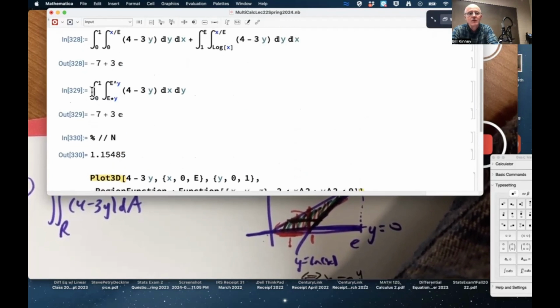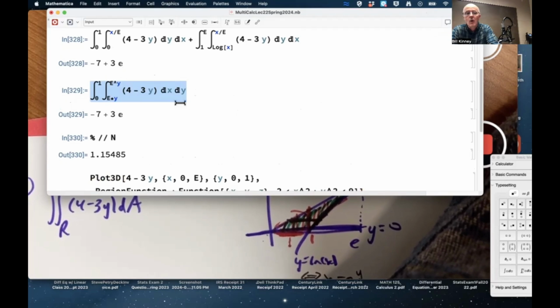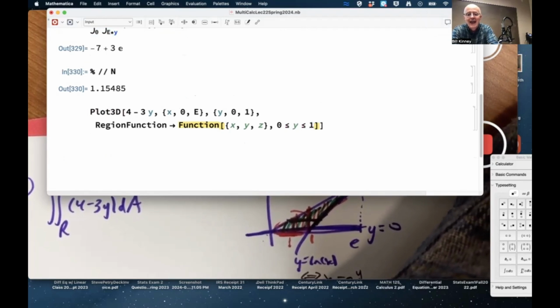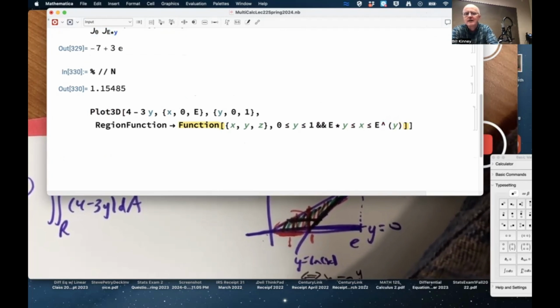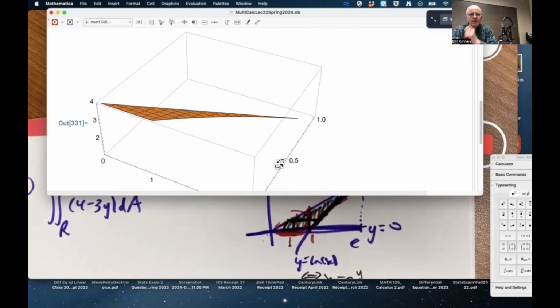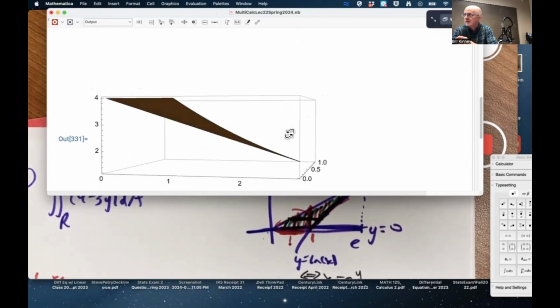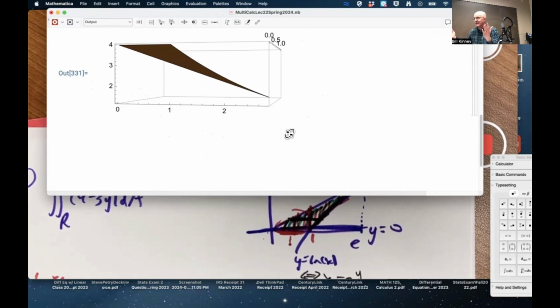It'd be simplest to use the one that only involved one integral. Y goes from 0 to 1, and x goes from e times y to e to the y. I could do that like this. I could go y goes from 0 to 1, and use a double ampersand for and. X goes from e times y to e to the y. That's the graph of this function over that region. And it's always positive. Density functions can't ever be negative because you can't have a negative density for some thin sheet of metal.